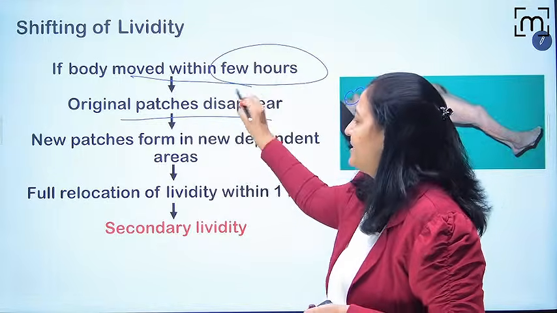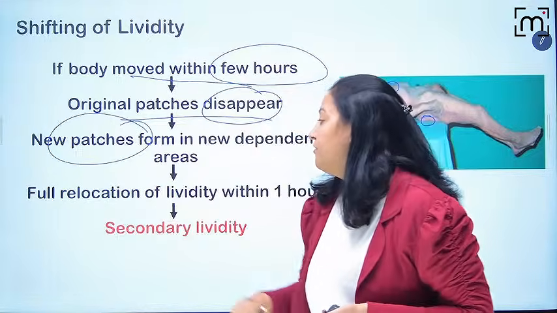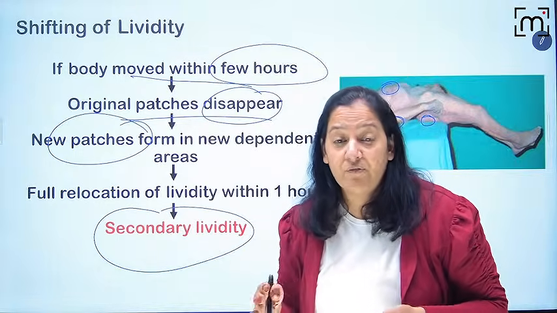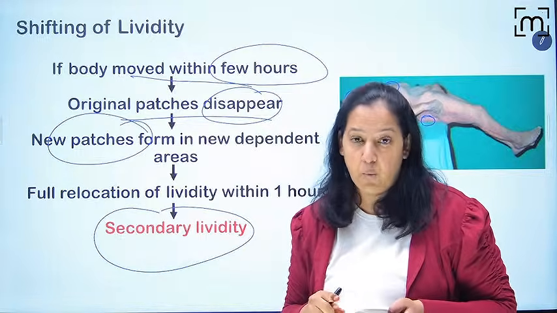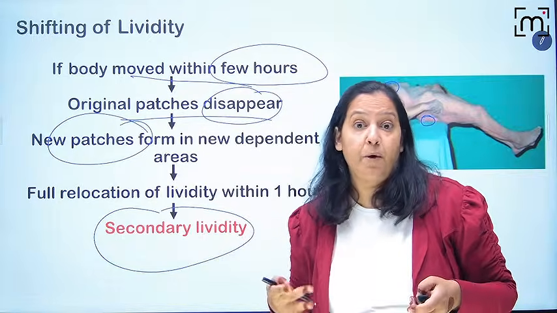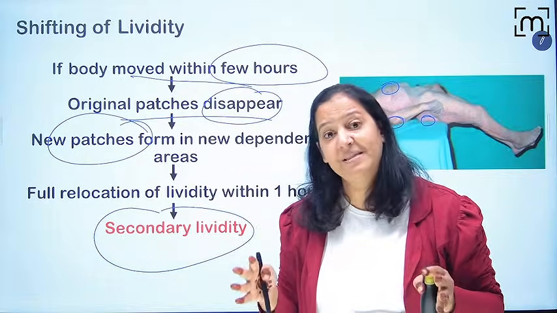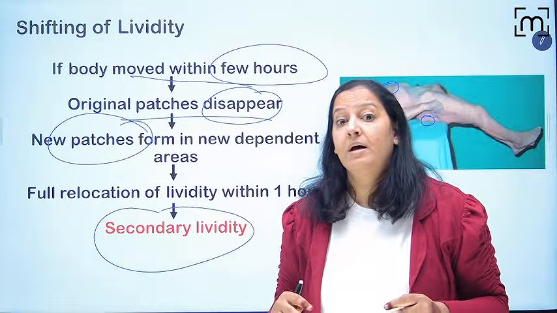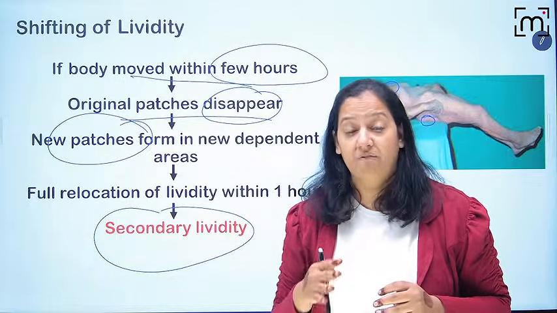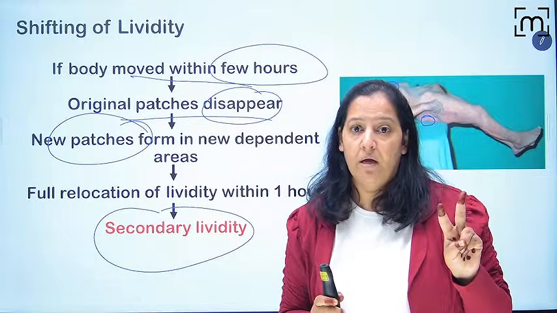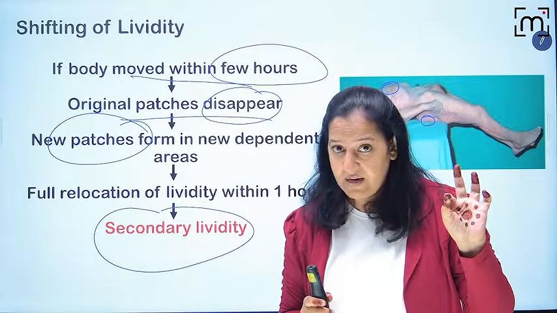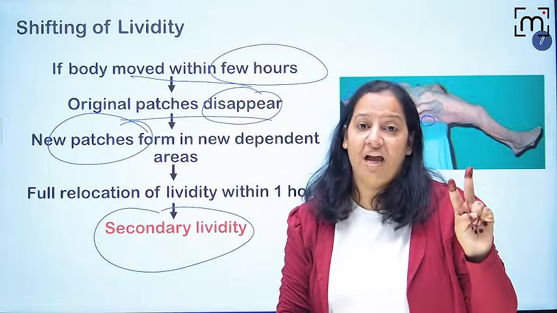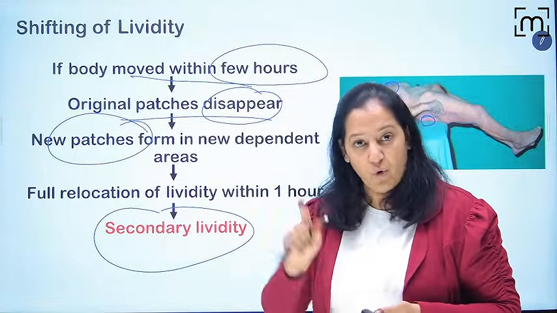So the original patches will disappear and new patches will form, and this is known as secondary lividity, and that can confuse the forensic expert about the position of the dead body at the time of death. At the crime scene, everything is important. The ultimate purpose of visiting a crime scene is that the forensic expert wants to answer two things: how death occurred, and approximately how much time has passed since death. I told you these two answers in my first slide.